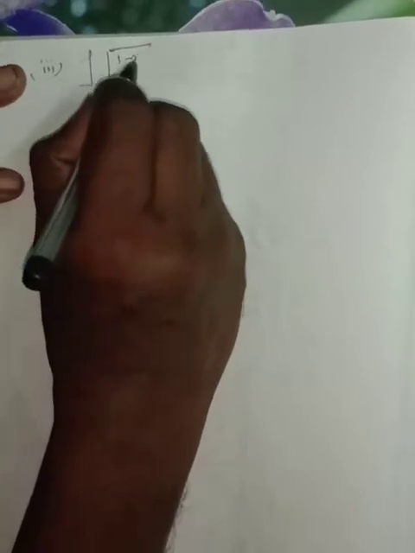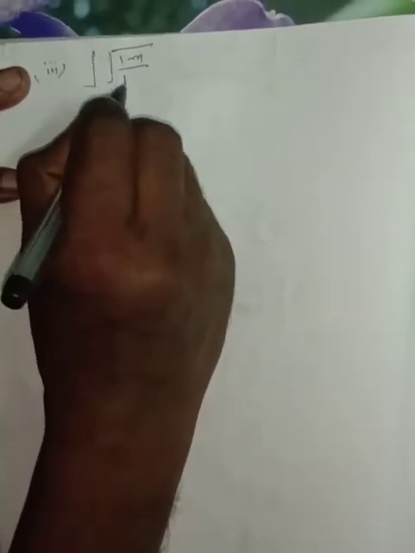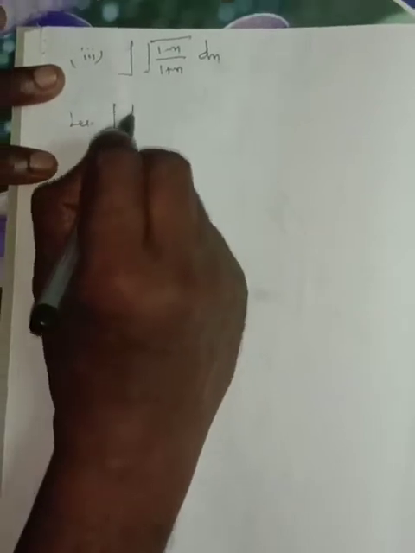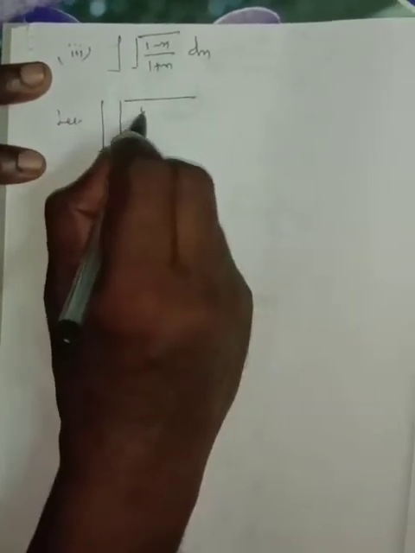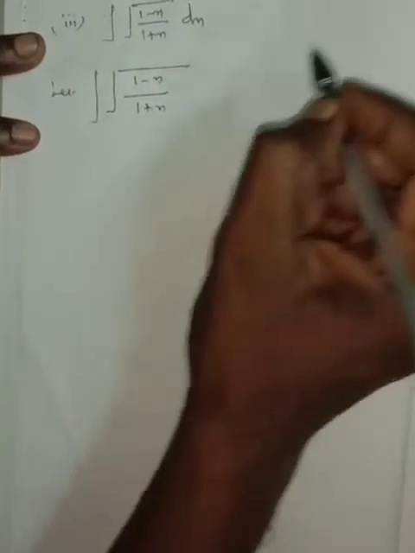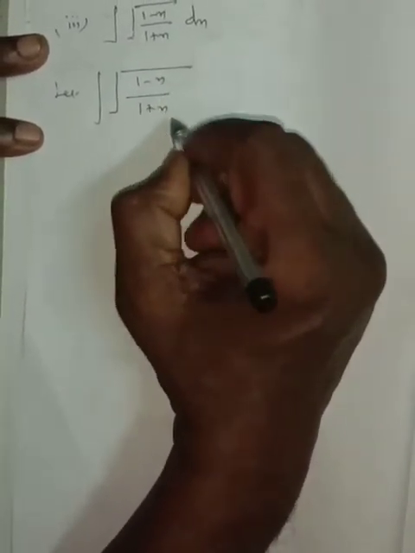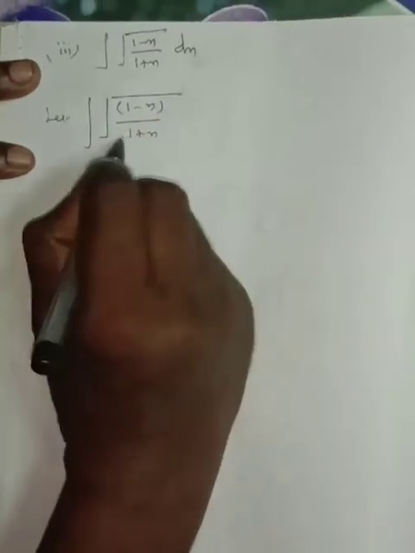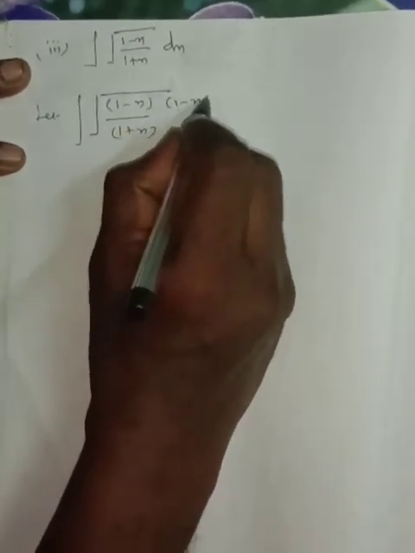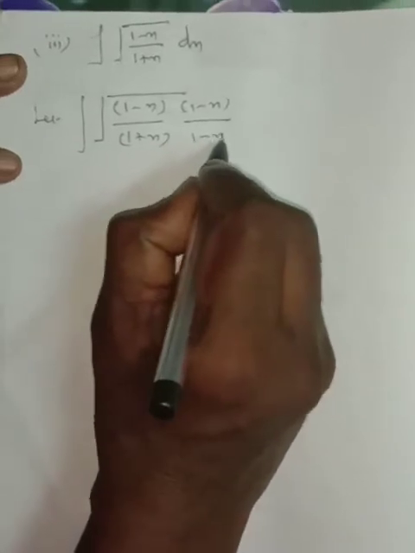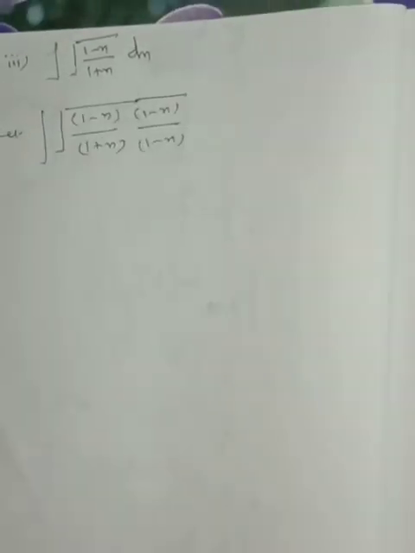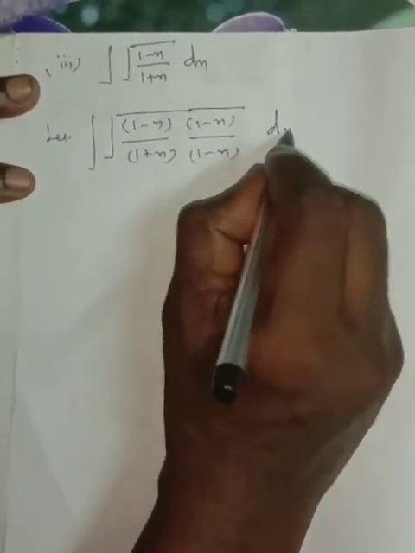Next, the integral of root of (1 minus x divided by 1 plus x) into dx. That is equal to root of 1 minus x divided by 1 plus x, multiply numerator and denominator by 1 minus x. So 1 minus x divided by 1 minus x, 1 minus x cancelling. There is no change from the previous line.